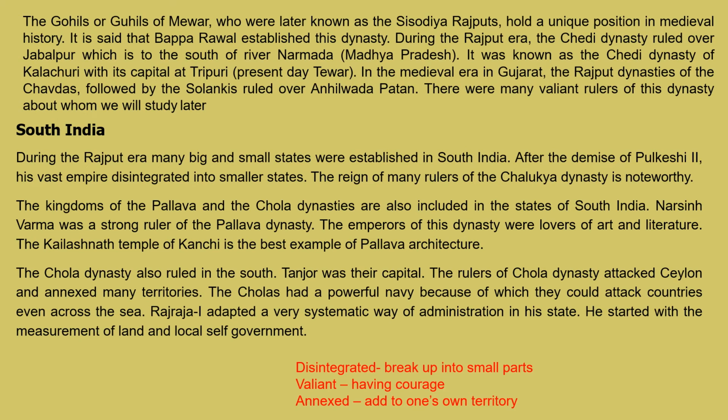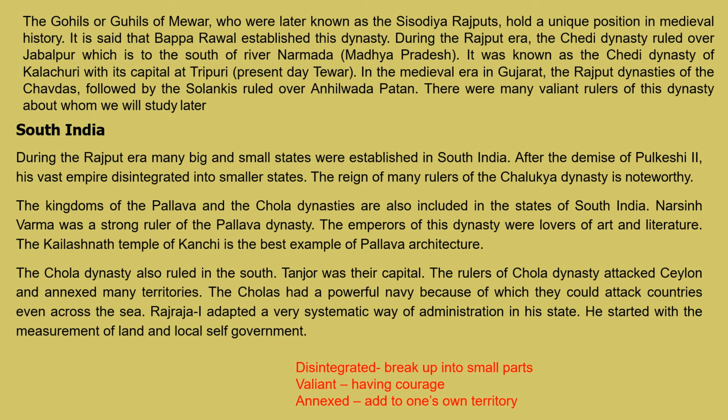If we talk about the Kailashnath temple of Kanchi, which is Kanchipuram, children, it is located in Tamil Nadu and it is a Hindu temple in the Dravidian architectural style. It is dedicated to Lord Shiva and is known for its historical importance. The temple was built from 685 to 705 AD by Rajasimha, that is Narsivarman II, the ruler of the Pallava dynasty.